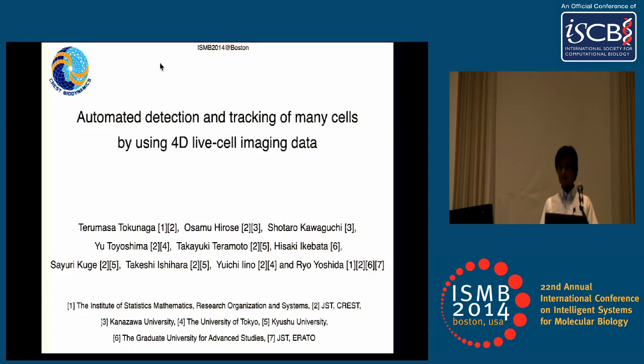And the title is Automated Detection and Tracking of Many Cells by Using 4D Live Cell Imaging Data.